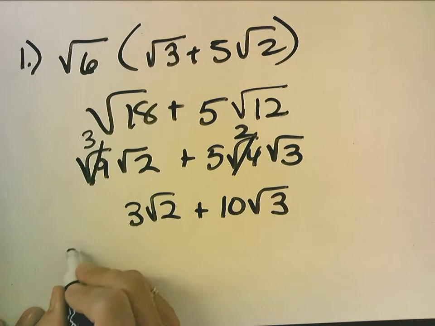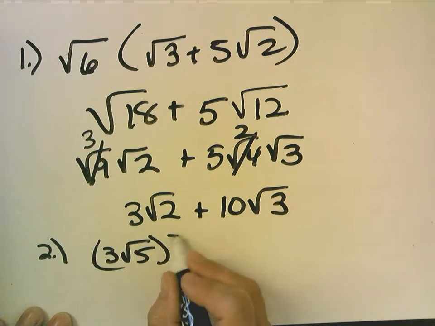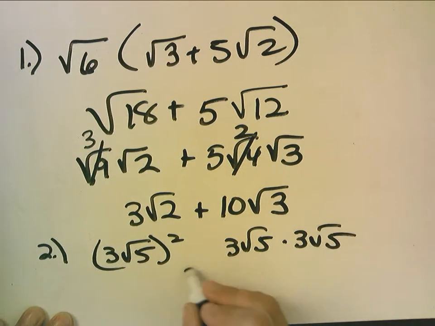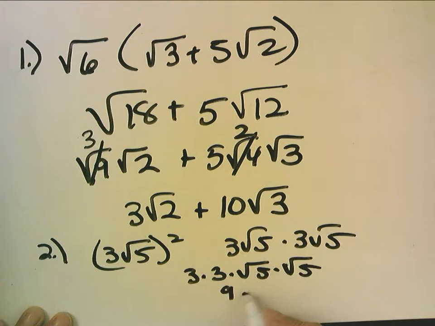Now, number 2 is 3 root 5 squared. So it's 3 root 5 times 3 root 5, which is 3 times 3 times root 5 times root 5. 3 times 3 is 9. Root 5 times root 5 is 5. So that's 45.